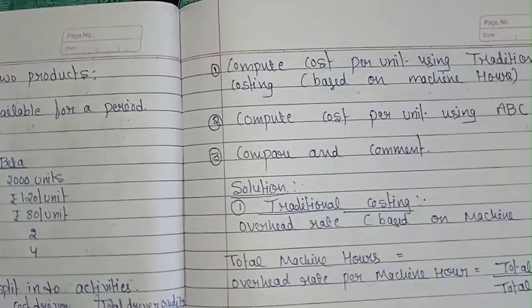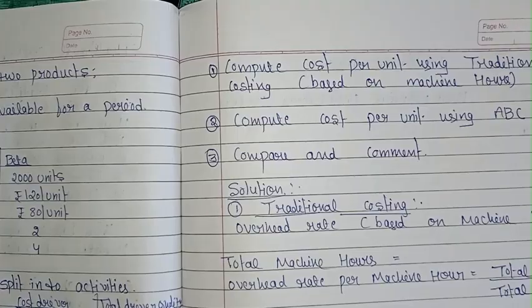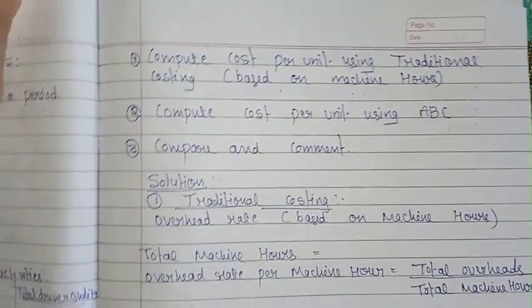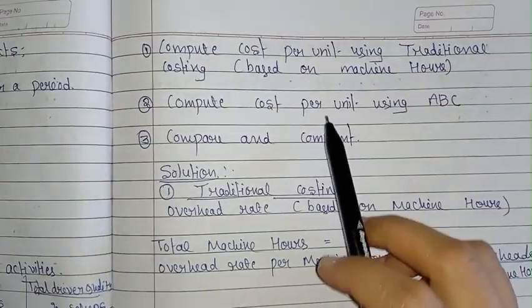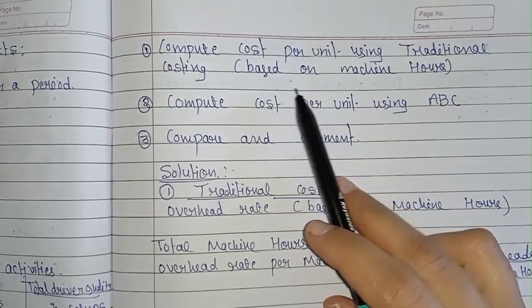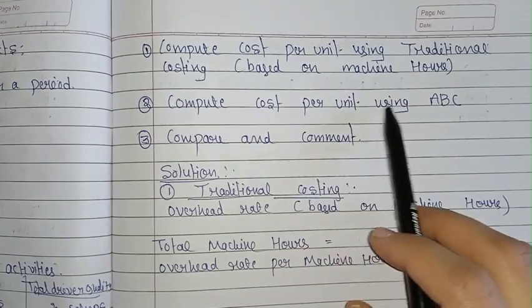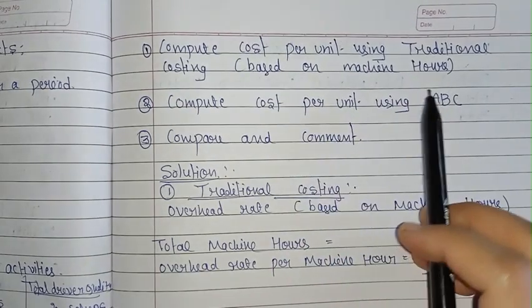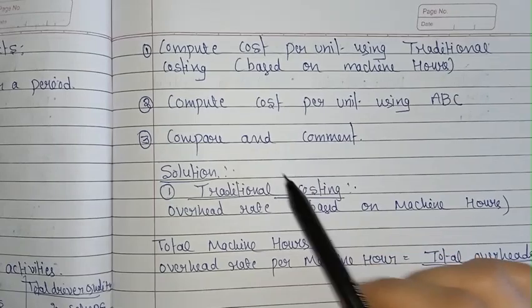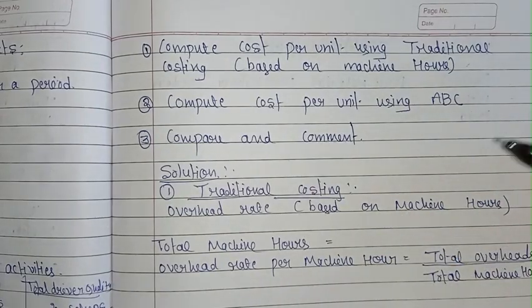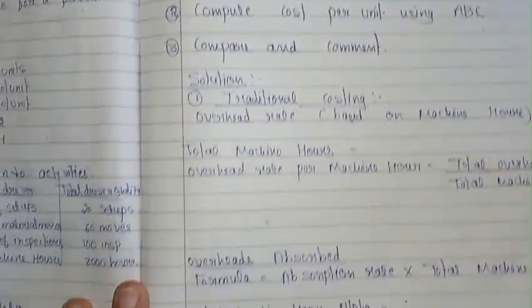Now compute cost per unit using traditional costing. Here the base they have given in the example: the base is machine hours. And compute cost per unit using ABC, under activity based costing. Compare and comment. After that we need to compare the cost per unit of traditional costing and ABC costing, and we need to comment. Clear? So let's start the problem.